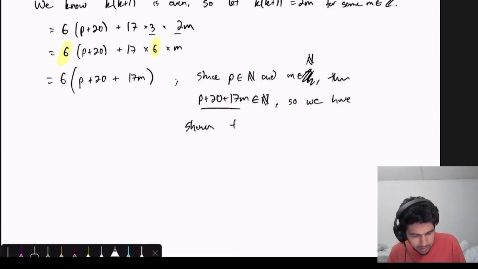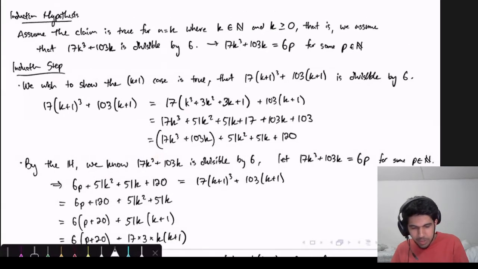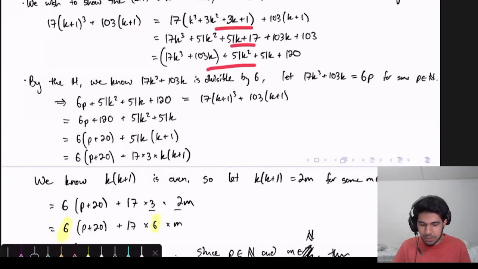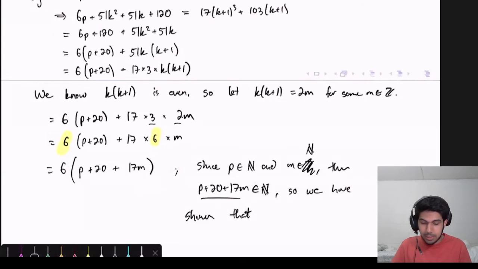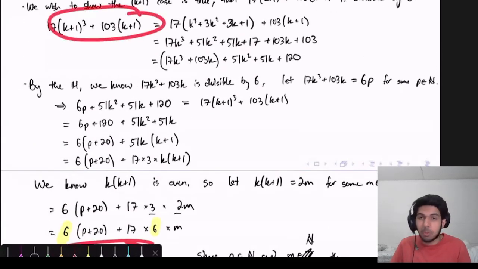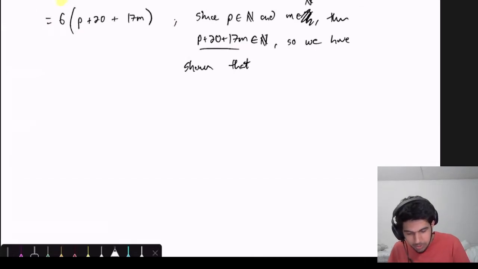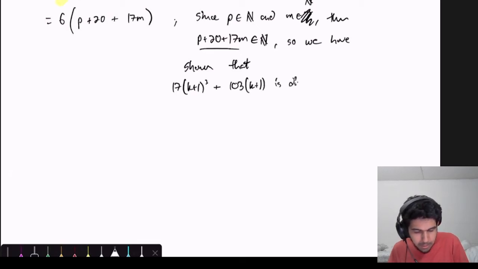what have we shown? Well, we started out with this. And we wanted to show that this was divisible by 6. So we did some simplification. We did a substitution with the induction hypothesis. That gave us this. Did some more substitution or simplification. This, we just noticed something cool that we had, more simplification, and we have it in this form. So this relates to what we were trying to prove. So we have shown that this 17k plus 1 cubed plus 103k plus 1 is divisible by 6.